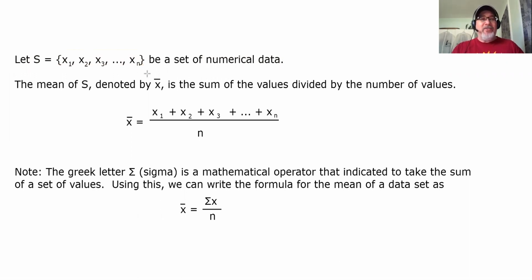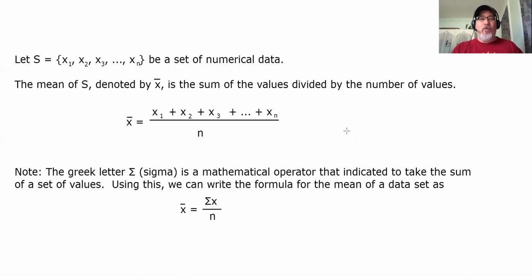The mean of S, denoted by x bar, that's how you read that symbol. It's literally an X with a bar over it, is the sum of the values divided by the number of values. In other words, you add up all the numbers in the data set and then you divide by how many numbers that was. Well, most of you know this is the average. If you have 4 grades and you want your average, you add them up and divide by 4. That's all this is. Mean, in this context, is just what you know as average. Find the sum and divide.